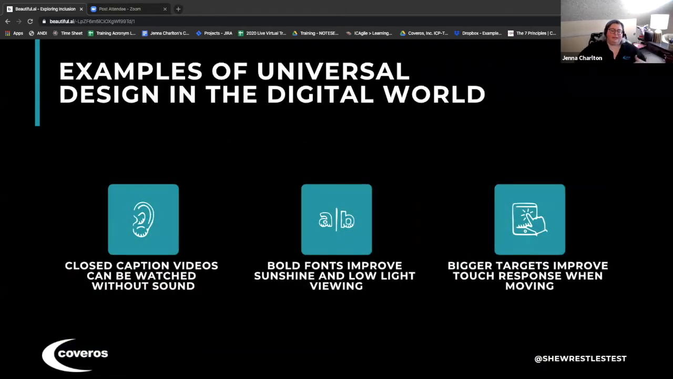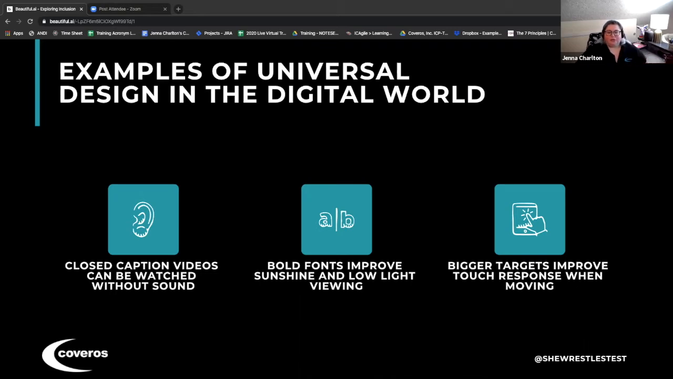So let's link that then to our digital world, this new digital world that we live in. So here's some examples of universal design and how it's kind of changed our reality. So, closed captions on videos that we can now watch without sound. That, of course, was intended for people who are hearing impaired or who are deaf. But for me, I will sometimes sit on the couch and just watch a video with the closed captions on. I don't want to hear the sound. I just want to see what they have to say.